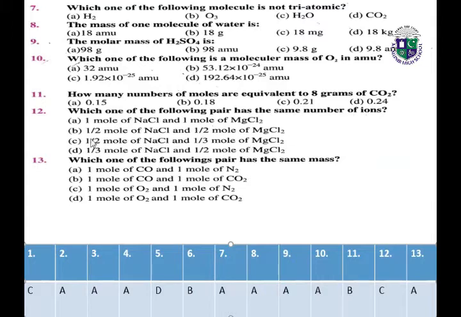Which one of the following pair has the same number of ions? The correct answer is C, half mole of NaCl and 1/3 moles of MgCl2. Which one of the following pair has the same mass? The correct answer is A, 1 mole of CO and 1 mole of N2. So here we have the answers of all these MCQs, students, from 1 to 13.